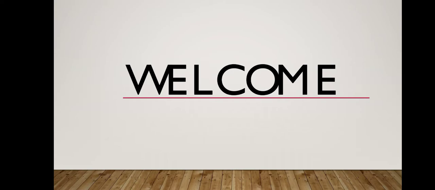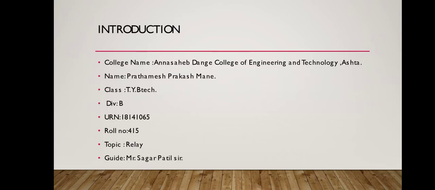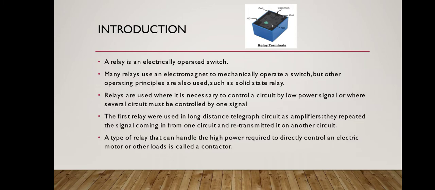So let's begin. My seminar topic is relays. First, we will see the introduction and basic information about relays. A relay is an electrically operated switch. Many relays use an electromagnet to mechanically operate a switch, but other operating principles are used, such as a solid state relay. Relays are used where it is necessary to control a circuit by a low power signal, or where several circuits must be controlled by one signal.